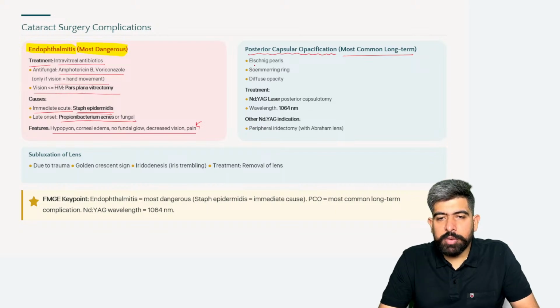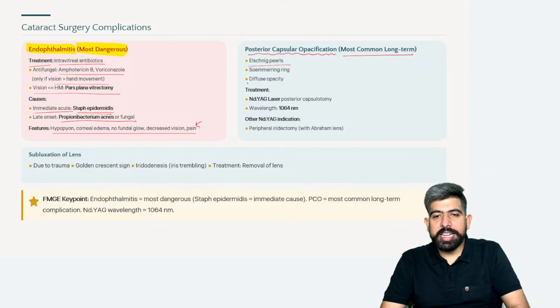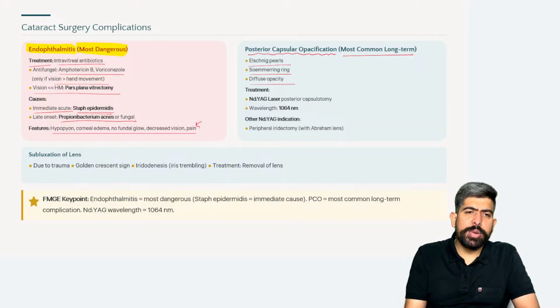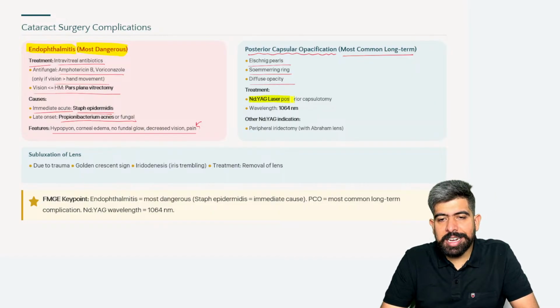And what does the patient have? The patient will have an iris shadow, and it feels like something is floating inside the eye. Soemmering rings will be there, and diffuse opacities can be found. But it is very easy to treat. What is the treatment? Please remember, we use the Nd:YAG laser.